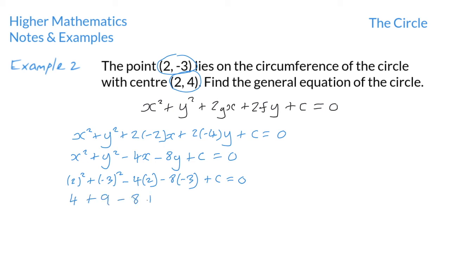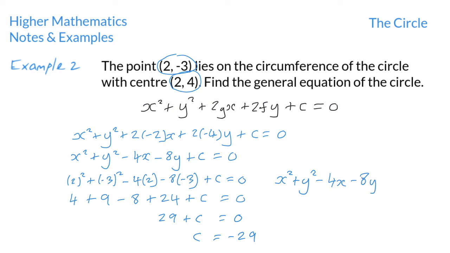So we've got 4 plus 9 minus 8 plus 24, plus c equals 0. 4 plus 9 is 13, so we've got 29, plus c equals 0. c must be just -29. And if c is -29, then we have the equation of this circle as x squared plus y squared, take away 4x, take away 8y, and then take away 29 equals 0. So that's another way to find the general equation, although there was a simpler way by finding the radius, by looking at the distance between the point and the center.